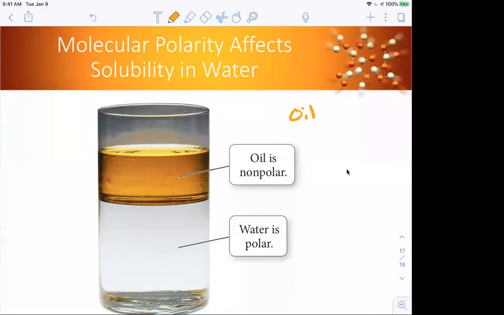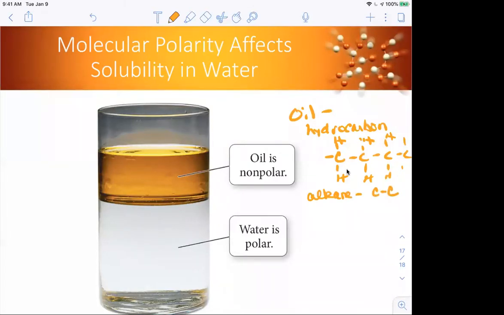Oil is a hydrocarbon, and typically it only has multiple carbon and then hydrogen bonds. And we'll talk more about those structures when we get into this. This would be an alkane. It only has carbon-carbon bonds and carbon-hydrogen bonds. These bonds are nonpolar. So oil is a nonpolar substance.